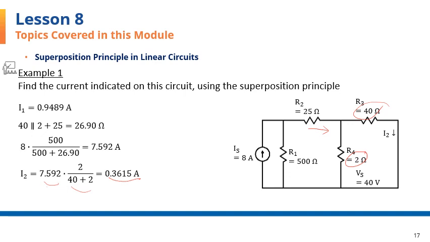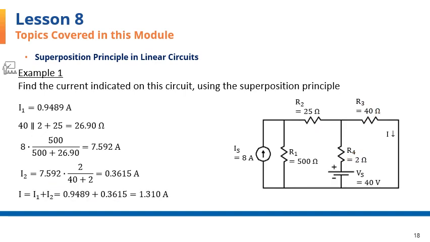And we can see that I2 comes to 0.3615 amps. Adding the two currents I1 and I2 will give us the current that the original circuit will cause to flow in this branch. So that's done next. I equals I from the original circuit equals the I1 and I2 that we found earlier added together. And the result is 1.310, which is the answer here. I equals 1.310 amps.